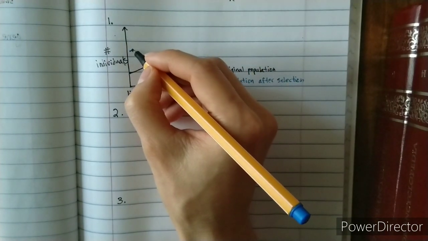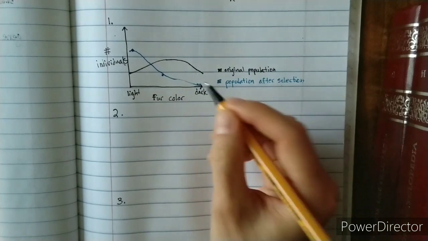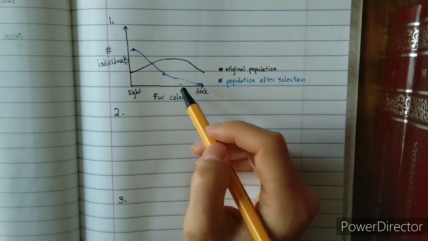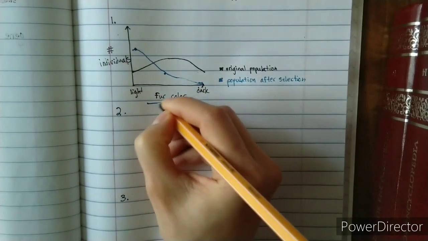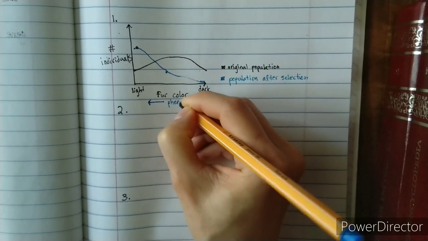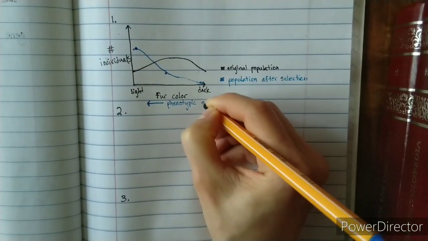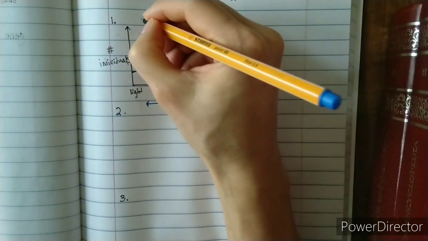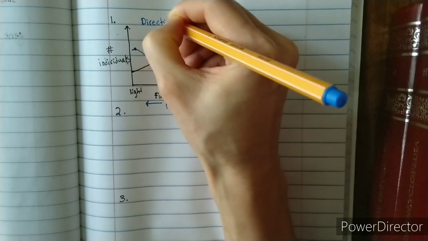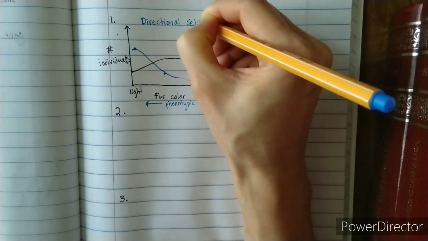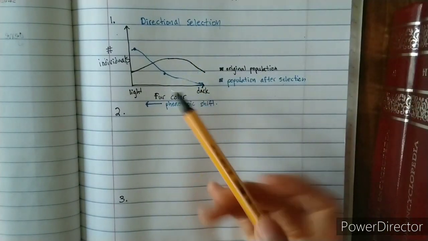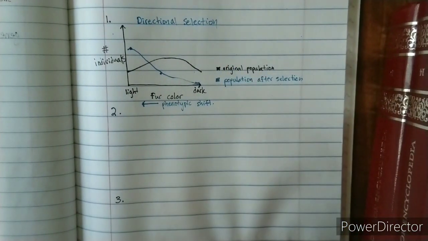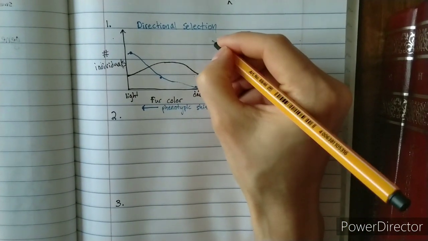What we start to see is a shift in the curve, so that instead of favoring the middle slightly, I shift in one direction towards one extreme phenotype. I'm going to call it a phenotypic shift. This type of selection is called directional selection. The reason why it's called directional selection, you can probably guess, is because the population shifts in one direction. The population is going to be shifting towards one extreme phenotype.